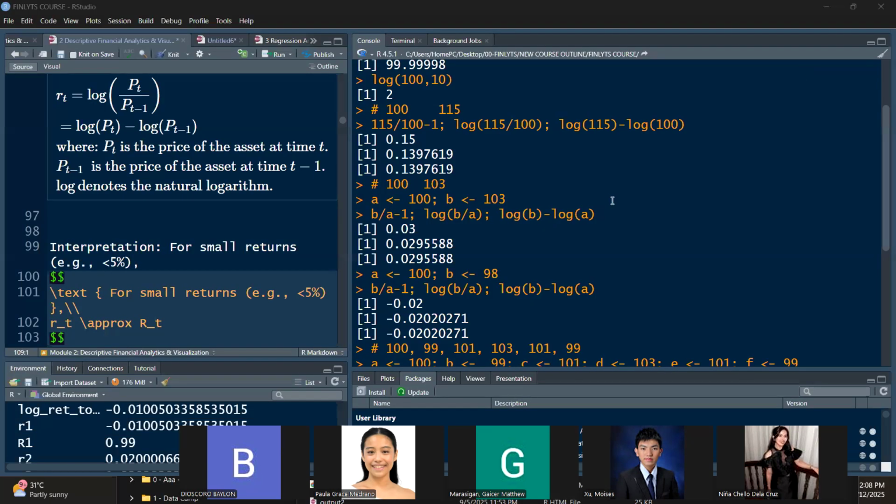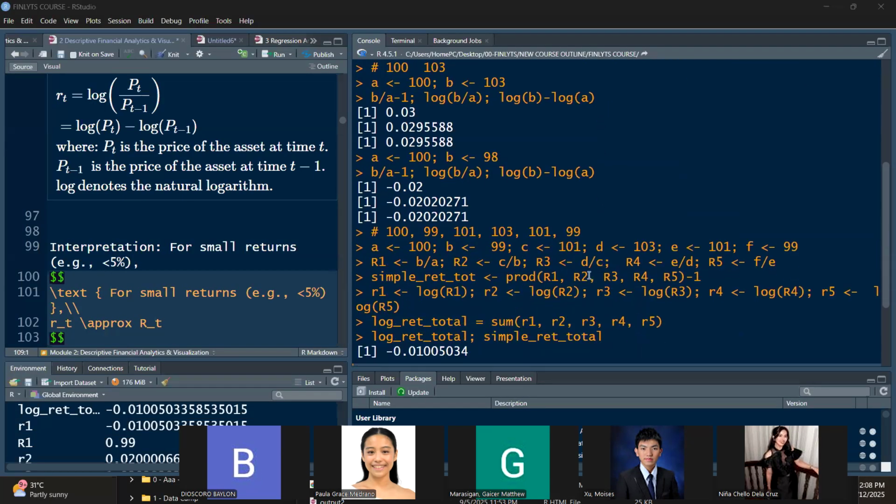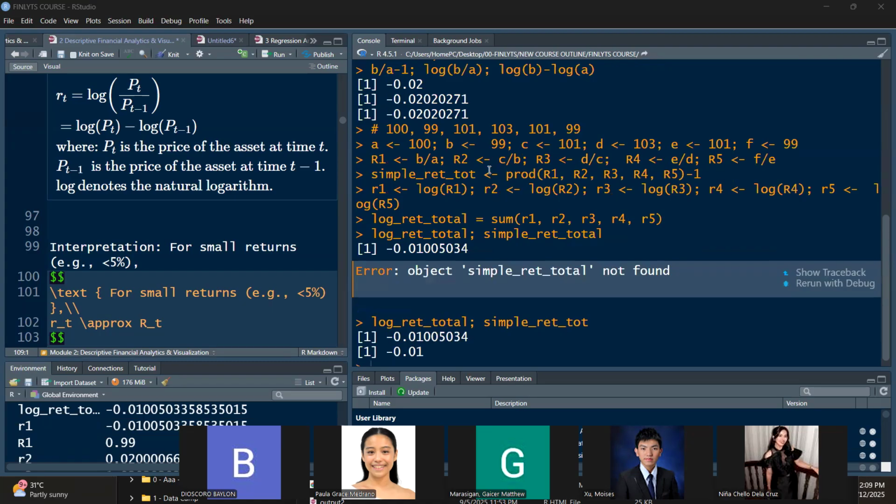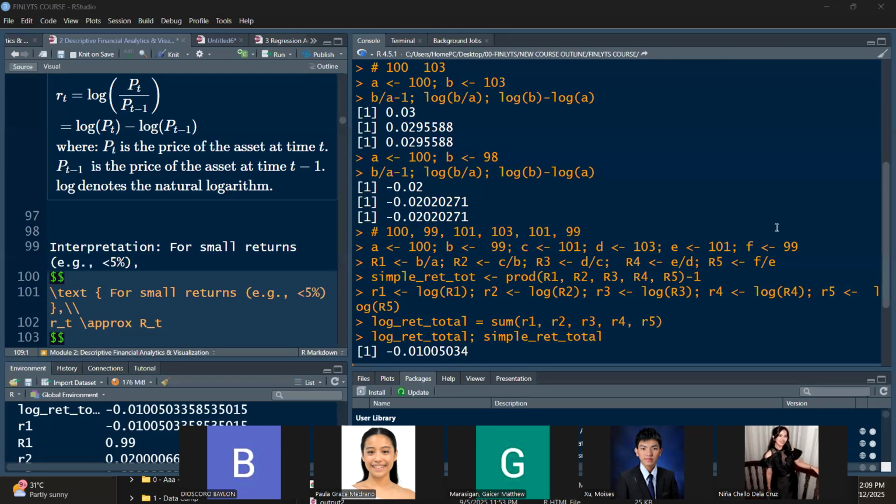Good thing we're not going to do this manually, class. So we will be using functions. So we're given the prices. This is what I did just now: 100, 99, 101, 103, 101, 99. I of course used just variables to denote A, B, C, D, E. So since there are 6, F, no?